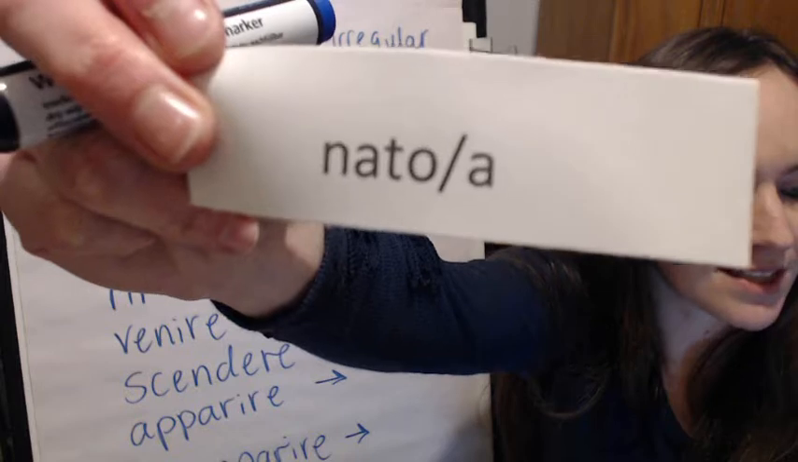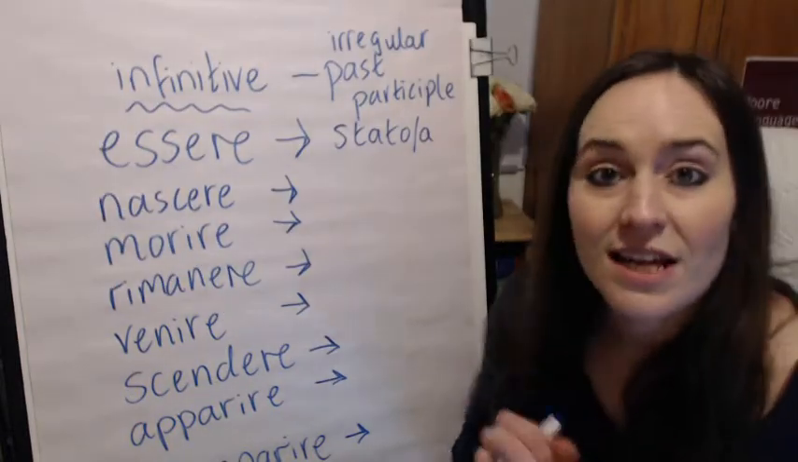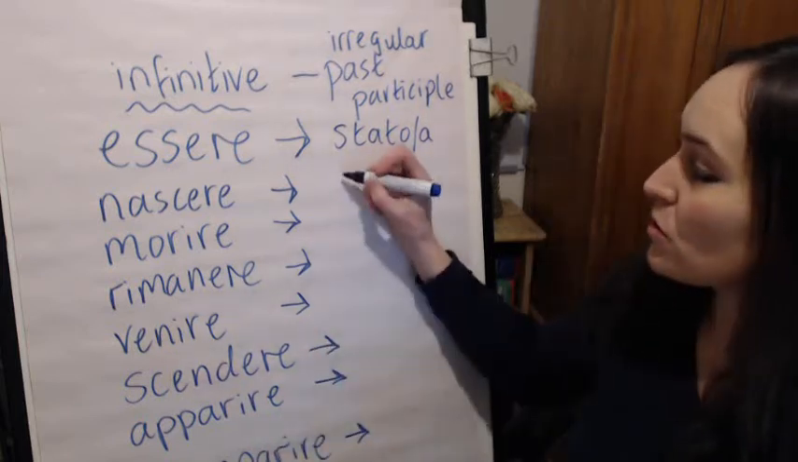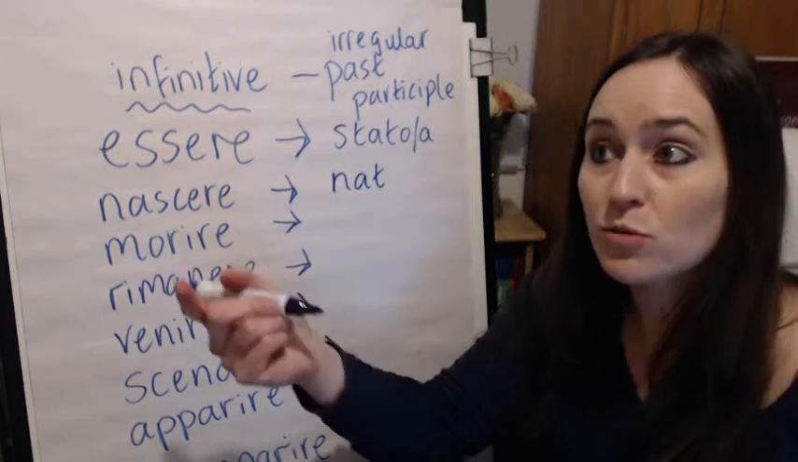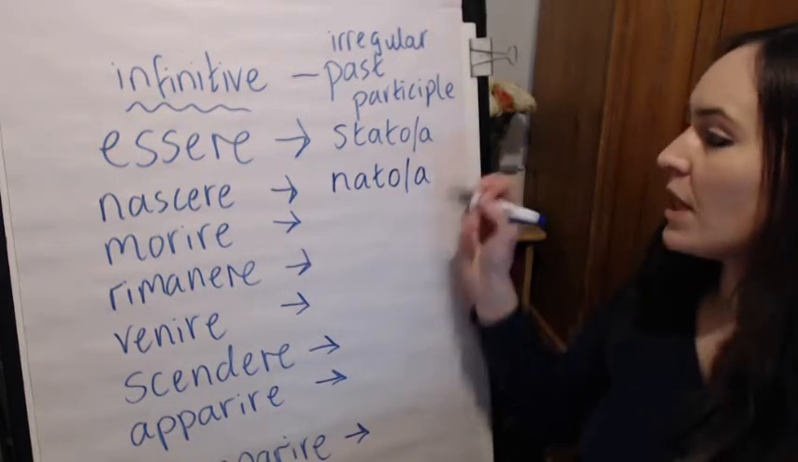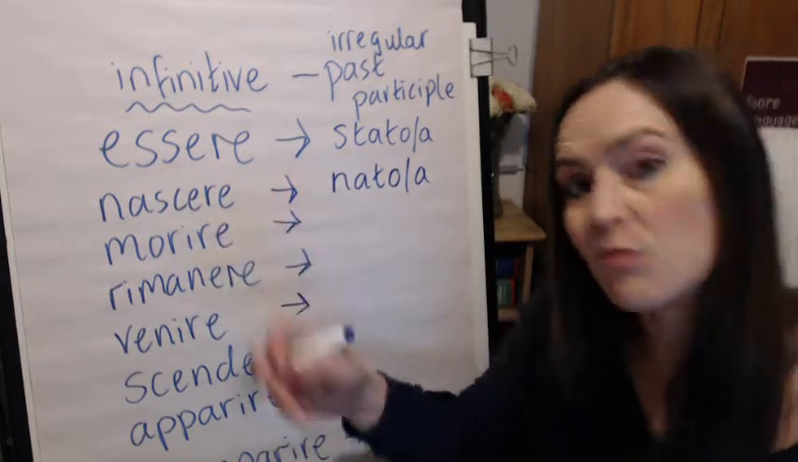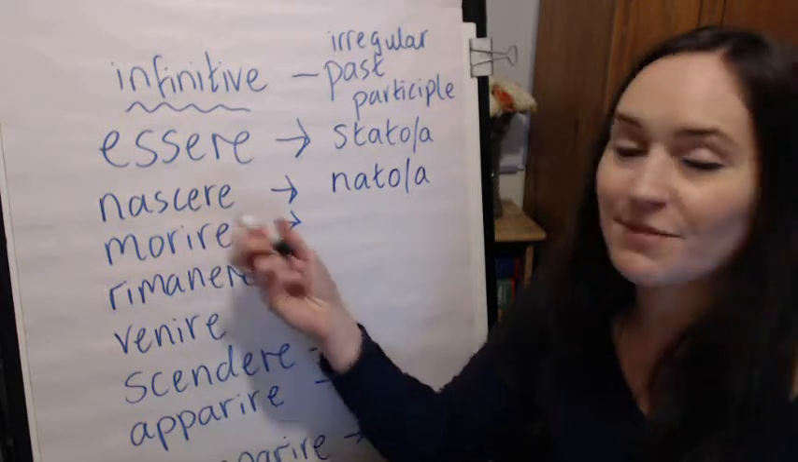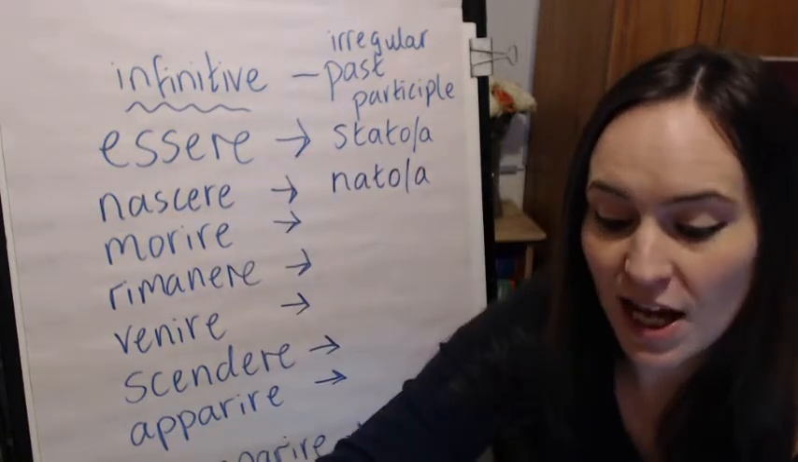Nato, nata. Per esempio, io sono nata in Inghilterra. Io sono nata. Mio marito, anche lui, è nato in Inghilterra. From the verb nascere, there's a C, an SC and an E, which is a sh sound, and that means to be born. Okay, nato, nata.